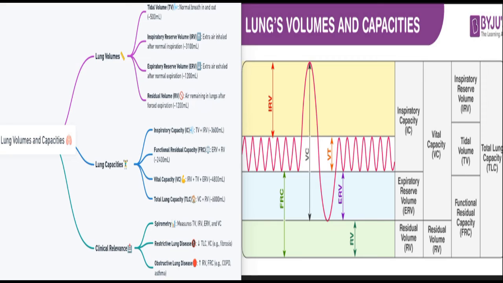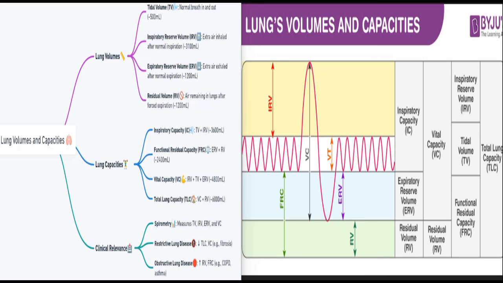Criteria for reversibility with bronchodilator. Know that the FEV1 change, post-bronchodilator compared with pre-bronchodilator, should be more than 200 mils. And if there's a change in the FEV1 of more than 12% from the baseline, that is when you can see there is a tendency of reversibility. So the FEV1 change is more than 200 mils and the percentage change in the FEV1 is more than or equal to 12% from the baseline.